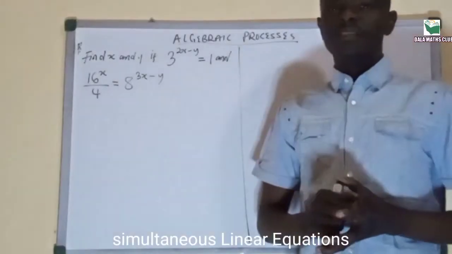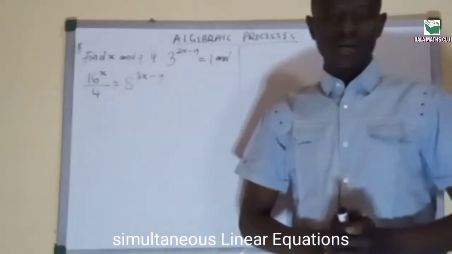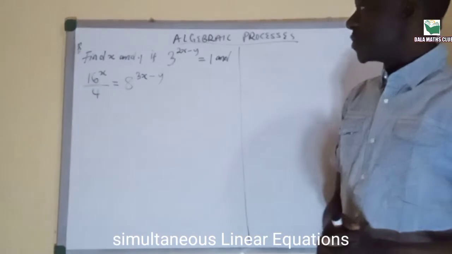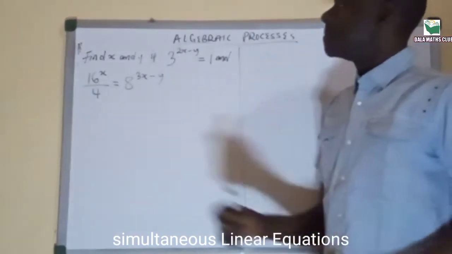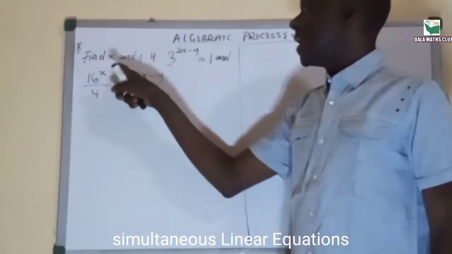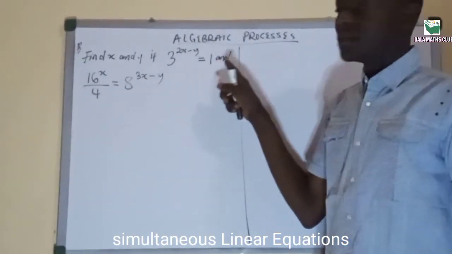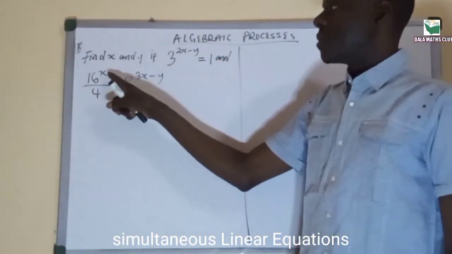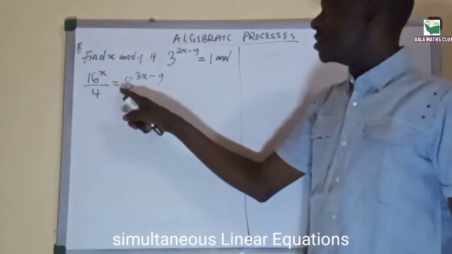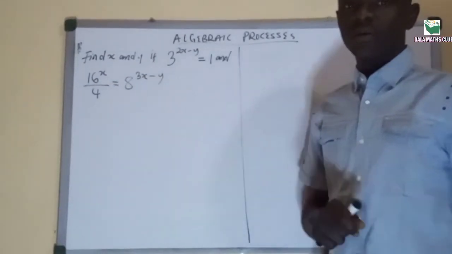Welcome to our next example under the algebraic process. We are going to continue with this. The question says find x and y if 3 power 2x minus y is equal to 1 and 16 power x all over 4 is equal to 8 power 3x minus y.